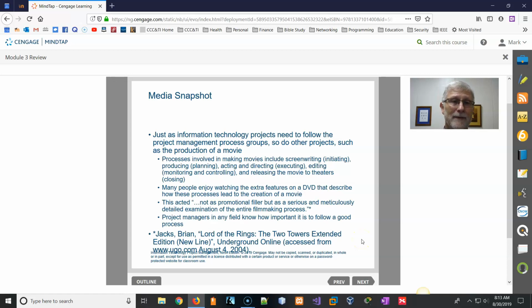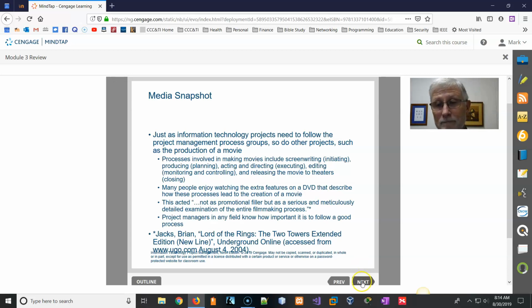Now, if you look at what technology and the media goes into, let's take a look at an example. No matter what you're doing, whether it's making a movie or writing a book, producing a book, creating a widget, the project management still comes out the same. So the process of making movies includes screenwriting, producing, acting, directing, editing, but all of those relate to our process groups. The screenwriting ends up being the initiating. Producing means that's what I'm planning. Acting and directing is the execution of the project. Editing is the monitoring and controlling. And then releasing the movie to the theaters is the closing. So when you're watching a DVD, you can kind of see where these things come into play.